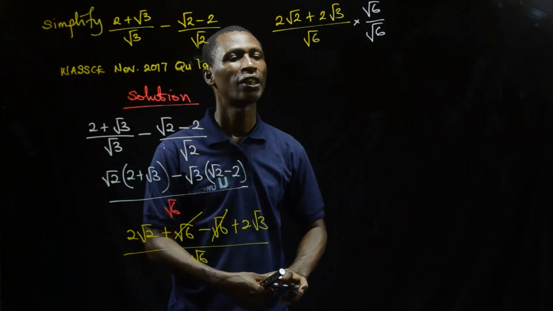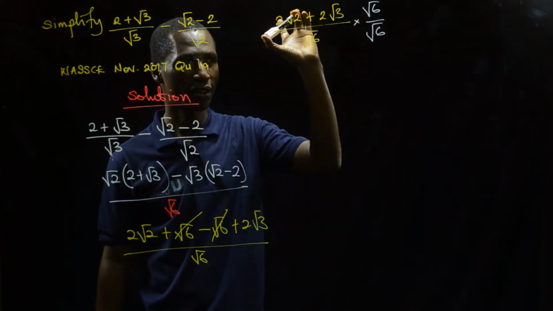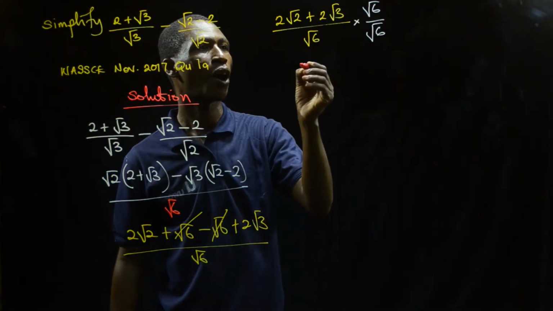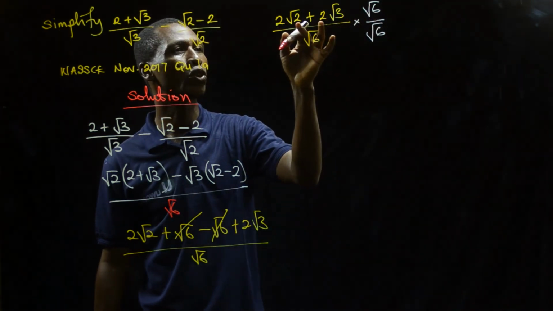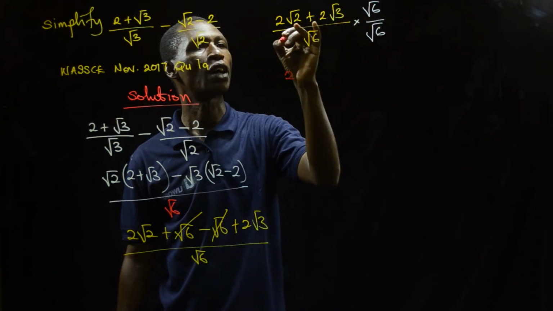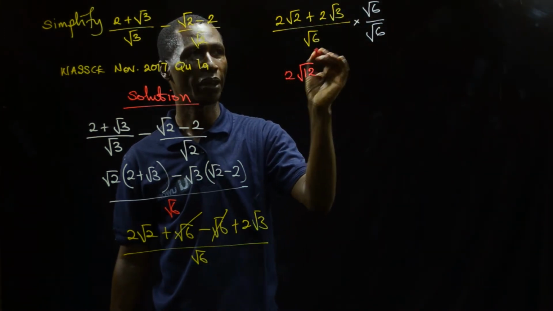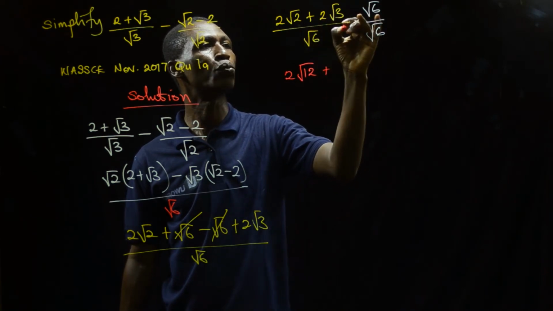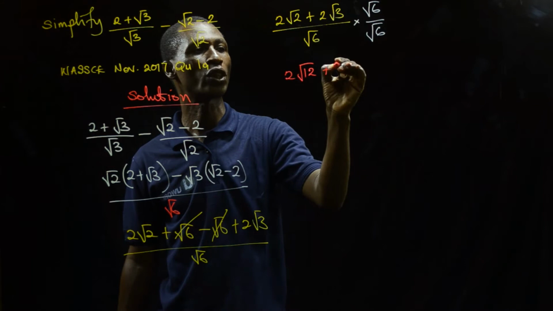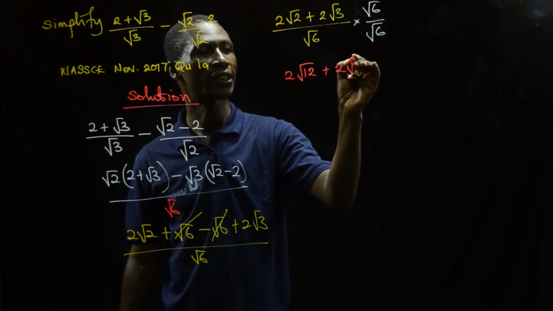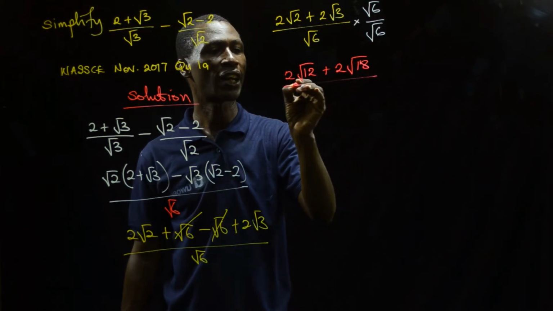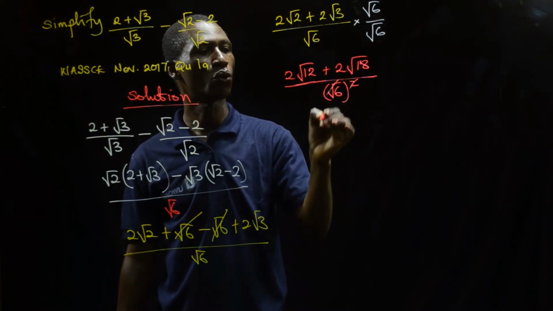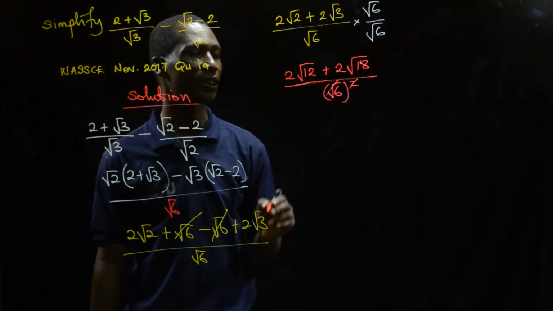So how is it going to be? This root 6 is multiplying every entity here, and root 6 down is also multiplying whatever we have at the denominator. So I'm going to have root 6 times 2 root 2, which is going to give me root 12, I mean 2 root 12. Plus root 6 times 2 root 3 gives me 2 root 18. The denominator is giving me root 6 squared. Okay, this will blow the root sign away. So I'm left with 6 at the denominator.